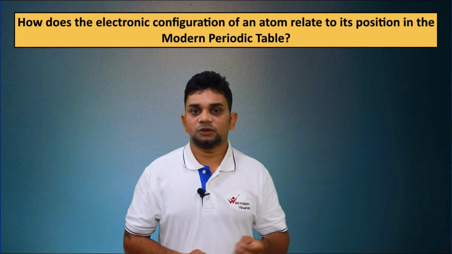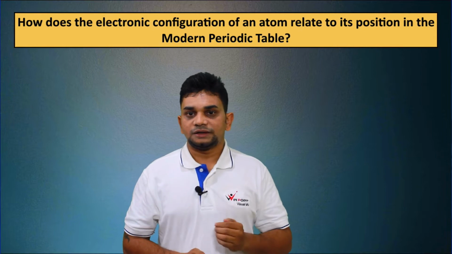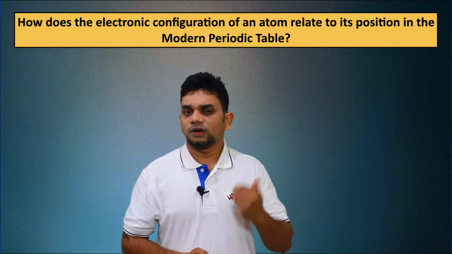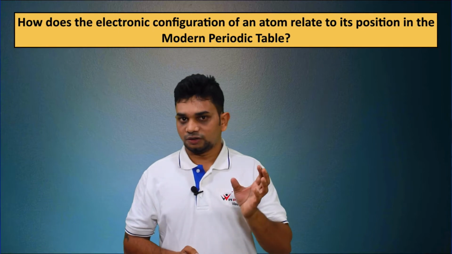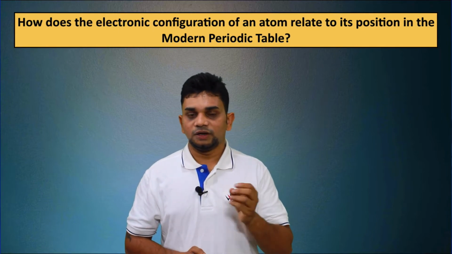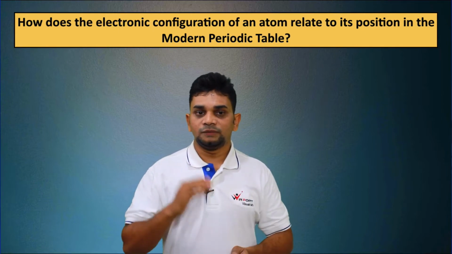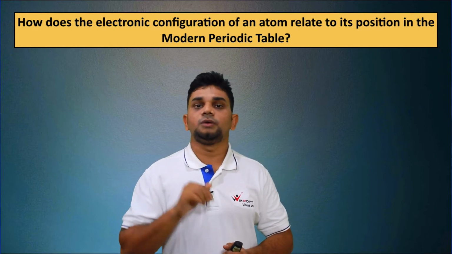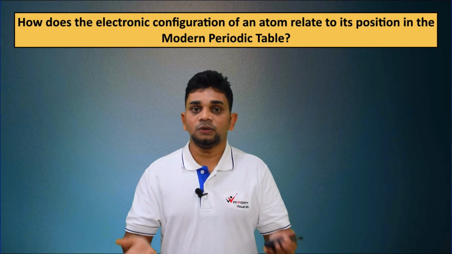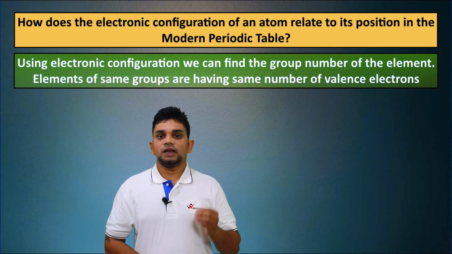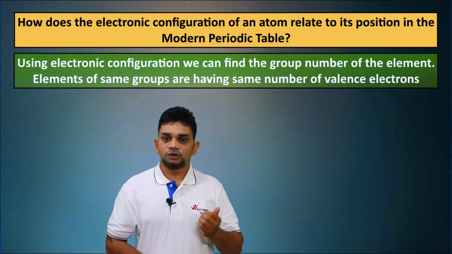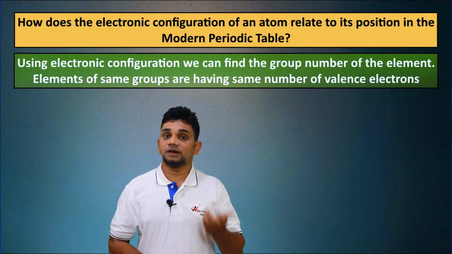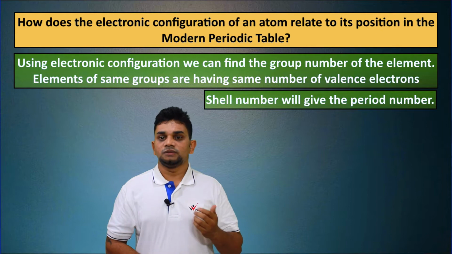How does the electronic configuration of an atom relate to its position in the modern periodic table? If we are given an element, how can we find the position? First we need to write the electronic configuration and count the number of electrons in the outermost shell. That will give you the group number. The number of shells will give you the period number. Elements of the same group have the same number of valence electrons.